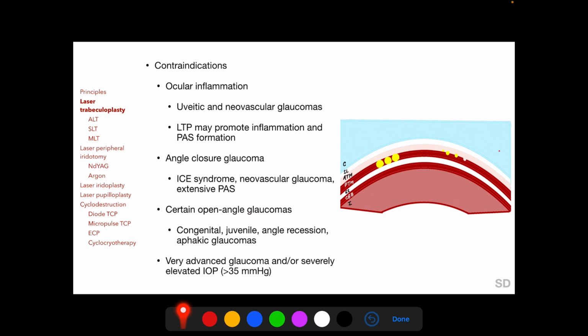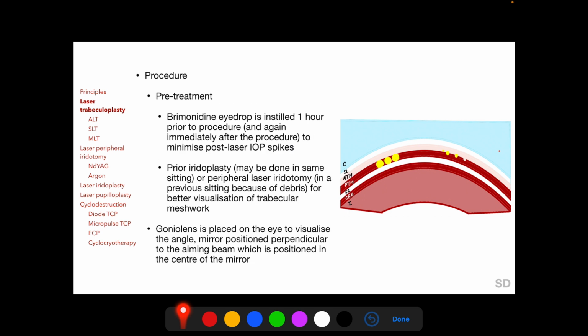Laser trabeculoplasty is also contraindicated in patients with very advanced glaucoma and/or severely elevated intraocular pressure, because these patients are susceptible to the immediate post-laser intraocular pressure spike which may occur following laser trabeculoplasty. Before laser trabeculoplasty, brimonidine eye drop is instilled 1 hour prior to the procedure and again immediately after the procedure to minimize post-laser intraocular pressure spikes, and if the trabecular meshwork is not properly visible, prior iridoplasty or peripheral laser iridotomy can be done, and we'll be discussing these procedures later in this session.